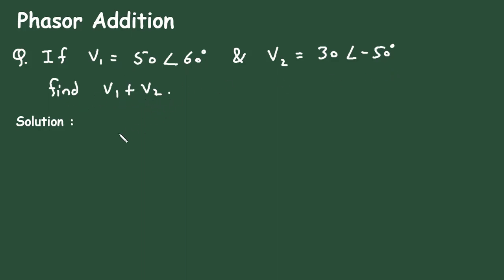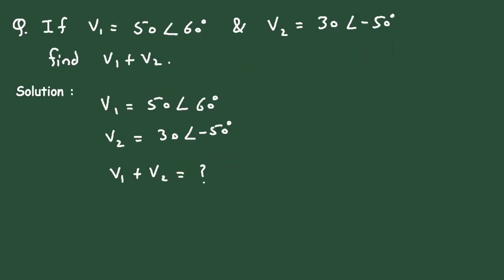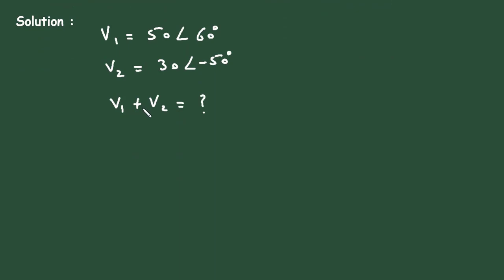First of all, we will write what is given. V1 is equal to 50 at an angle 60 degree. V2 is equal to 30 at an angle minus 50 degree. We want to find V1 plus V2. Here we can see V1 and V2 are given in phasor form, and we know that addition and subtraction are better performed in rectangular form. Currently, this is given in polar form.